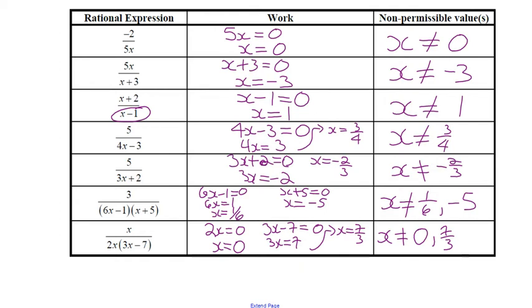Any questions on the first page? Or for you, what is the first page?